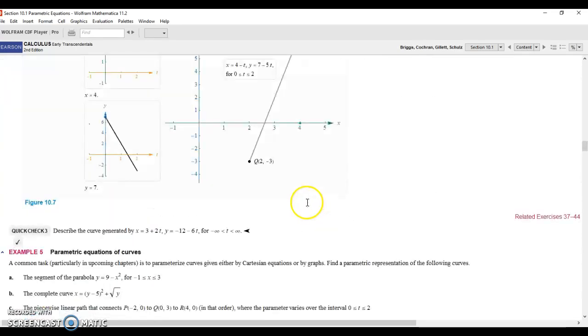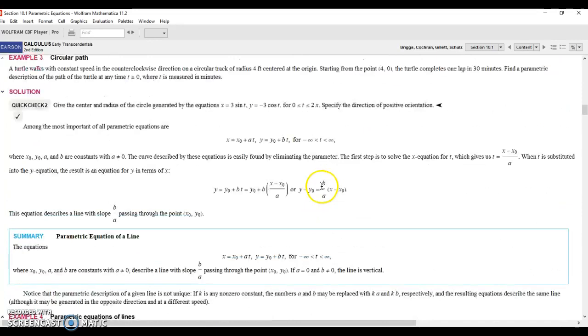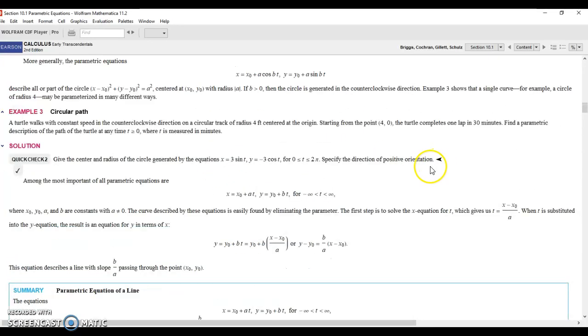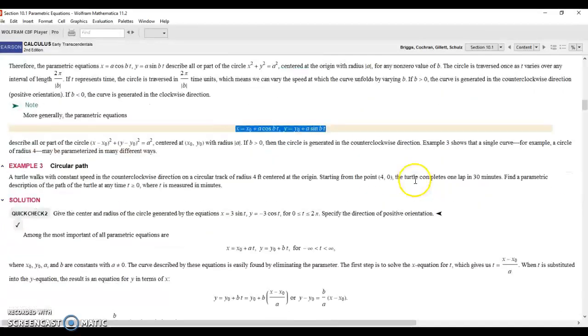Heading back, there is a more generic form of that equation for the circle. That is here. x is x0 plus a cosine bt, y is y0 plus a sine bt. And those things are going to let you put a center on your circle. So x0 and y0 will be the center, and you still have the a as the radius. So that's very similar to what we had before. We're just adding the x0 and the y0 to get a center for our circle.